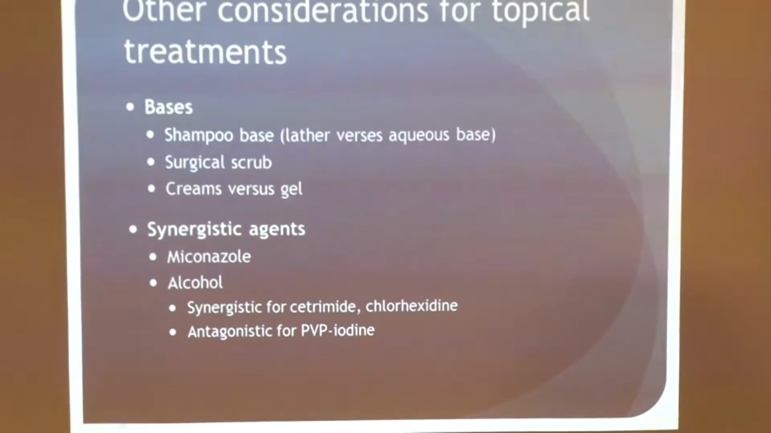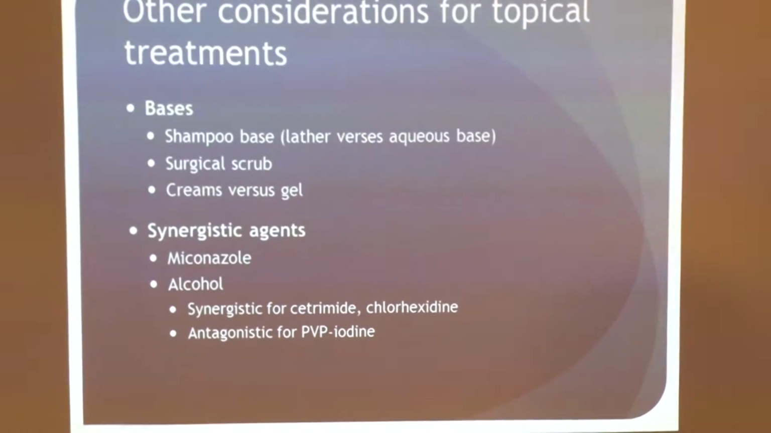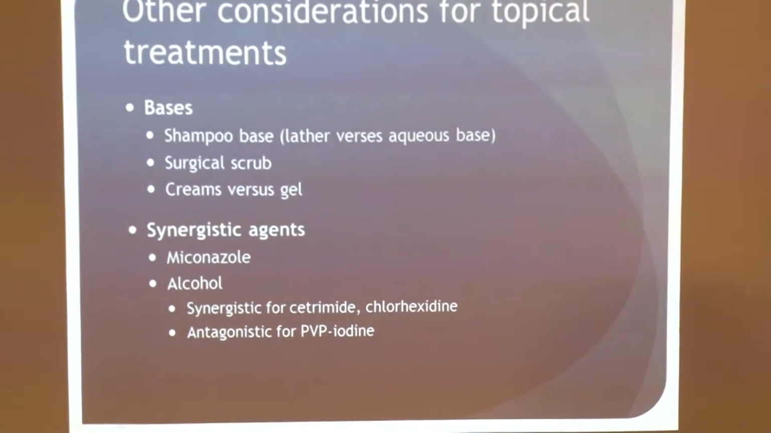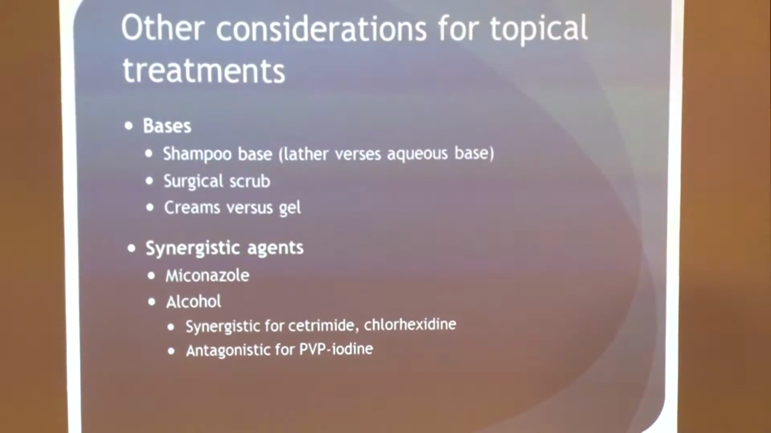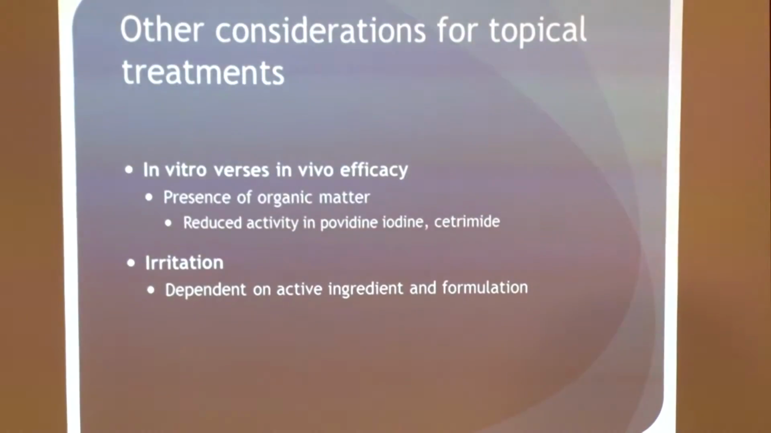We want to think about what the active ingredient is in combination with. So certain agents are synergistic. Miconazole, for example, and chlorhexidine are synergistic, and alcohol is synergistic for cetrimide and chlorhexidine, but antagonistic for iodine. So there's those sorts of factors to consider also.